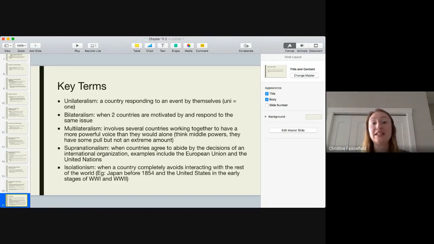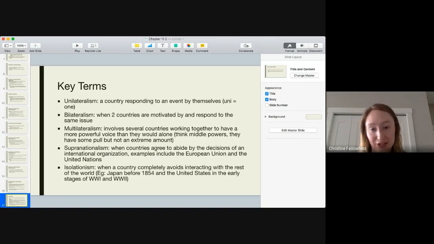Let's go. The second one, think about a bicycle. Bilateralism, that's 2 countries. So, for example, if France and Germany came together and responded to the same issue collaboratively, that would be bilateralism. Multilateralism involves several countries working together. So this is 3 or more, and they have a more powerful voice than they would alone. The specific example we want to think about is middle powers. So not those superpowers like the United States. Canada, absolutely a middle power. If Canada and maybe Germany and other countries worked together, they would have a little bit more pull together than they would alone.